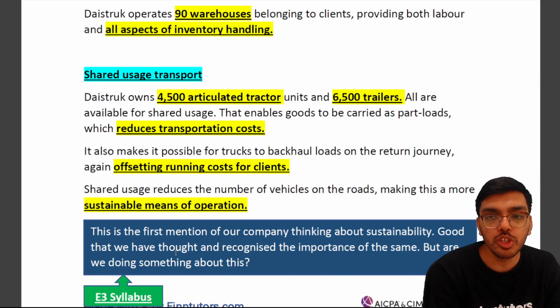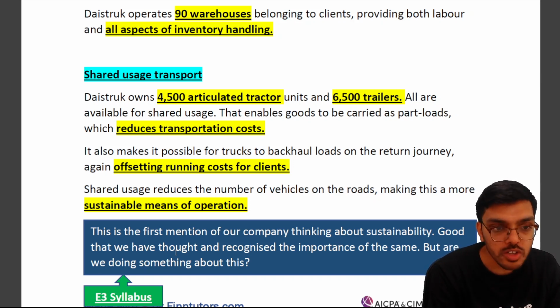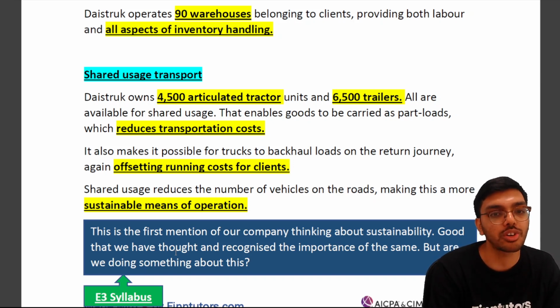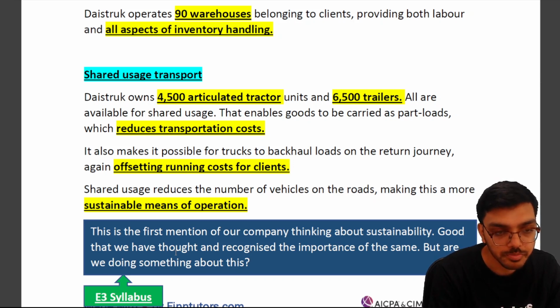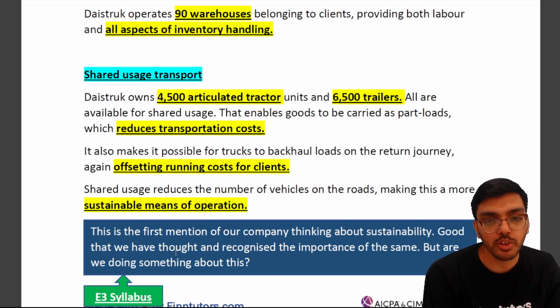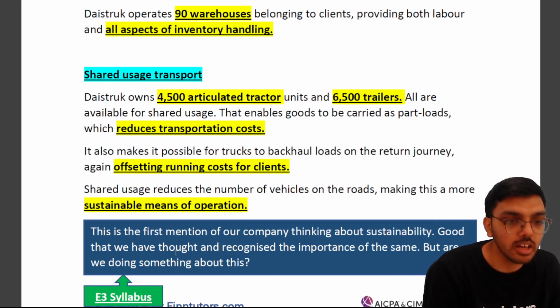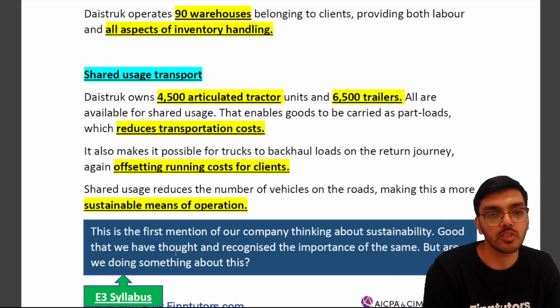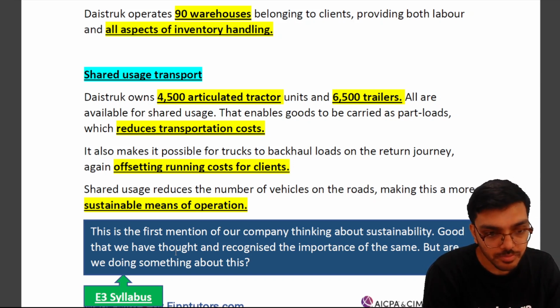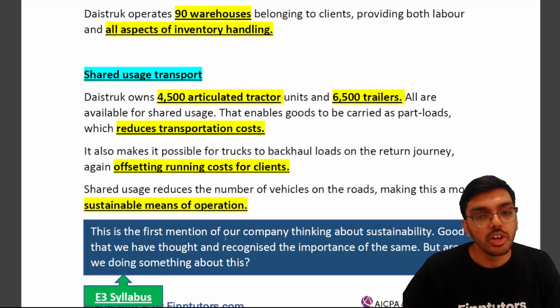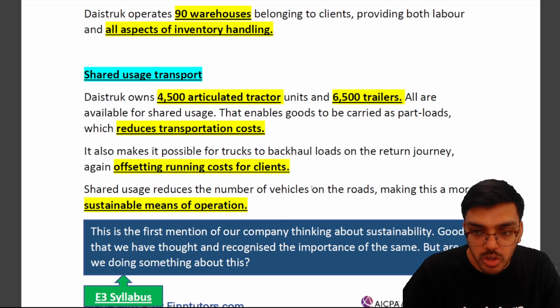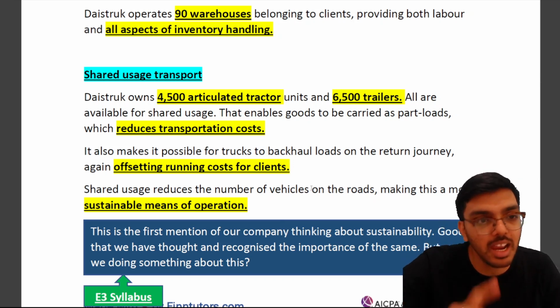That enables goods to be carried as part loads, which reduces your transportation cost. It also makes it possible for trucks to backhaul loads on the return journey, again offsetting running costs for your clients. The shared usage reduces the number of vehicles on the roads, making this more sustainable as well.